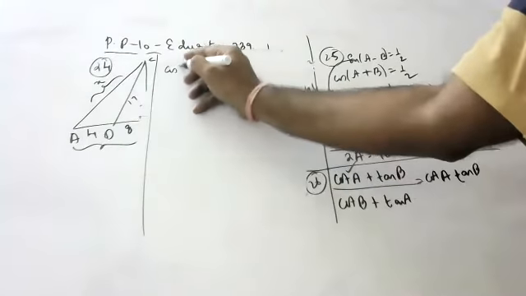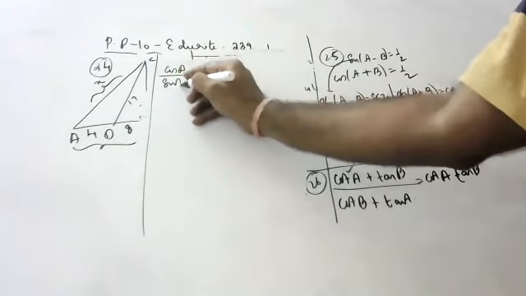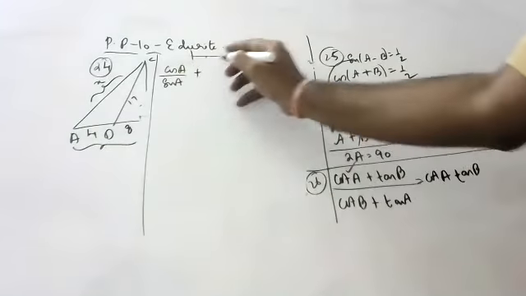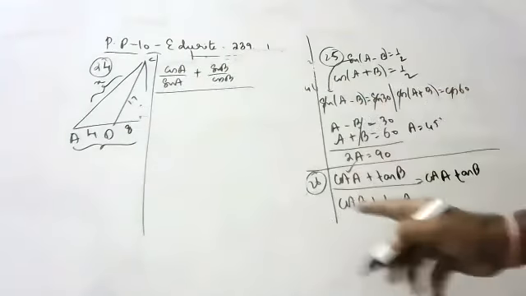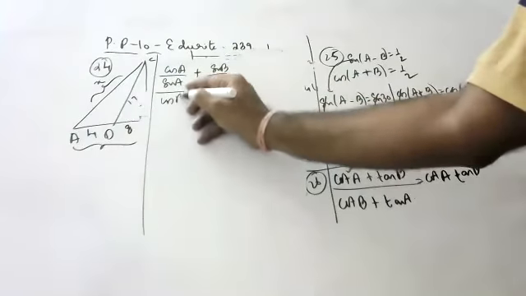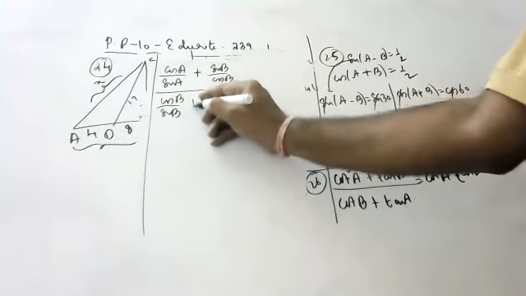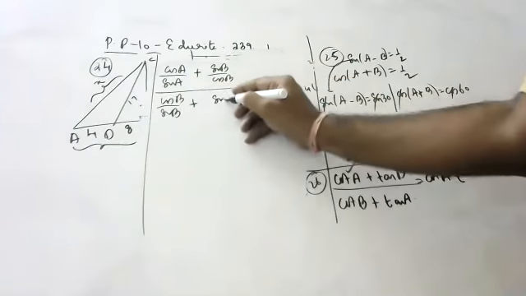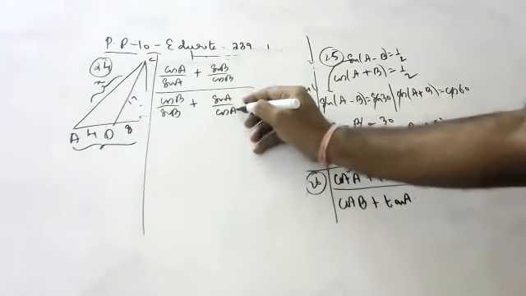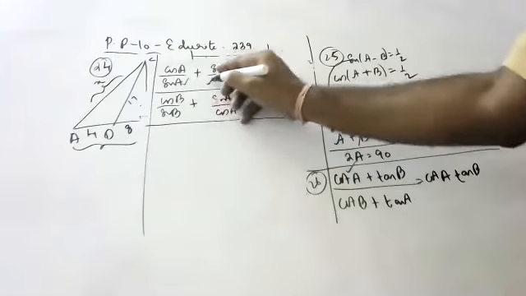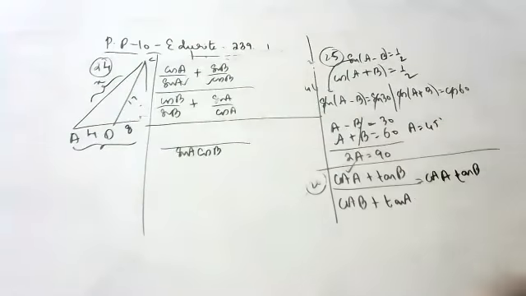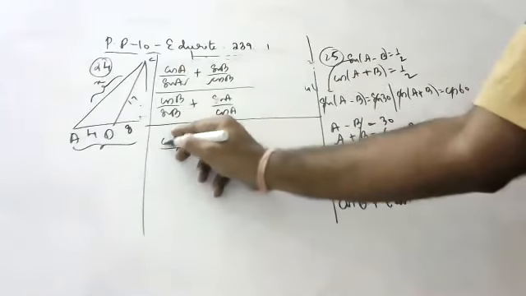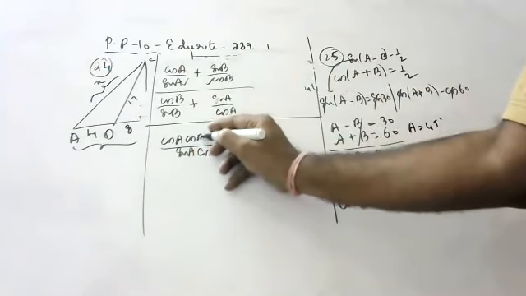Cot means cos A by sin A plus sin B by cos B, divided by cos B by sin B plus sin A by cos A. Very good. Tell me the LCM for both. Sin A cos A. Cos A cos B, then cos square A plus sin square.